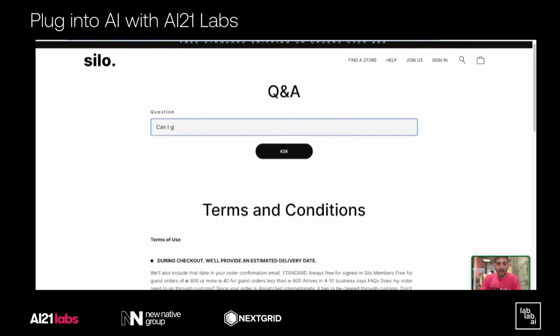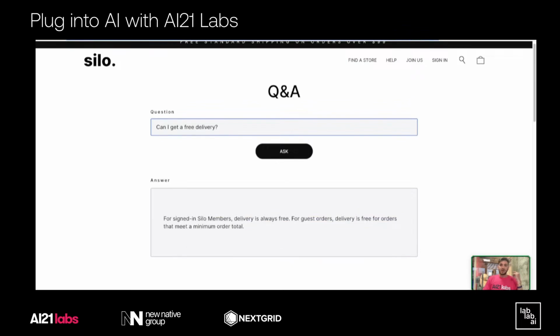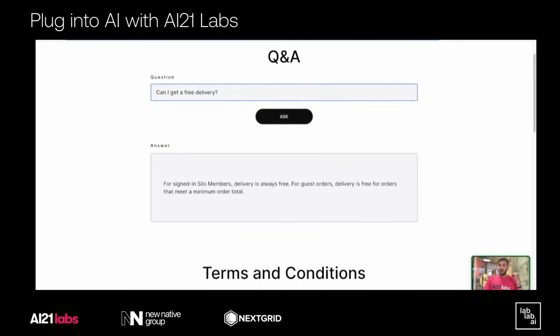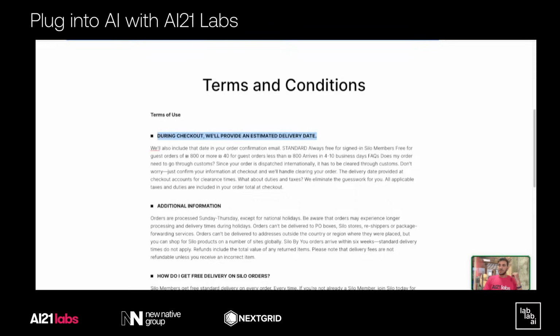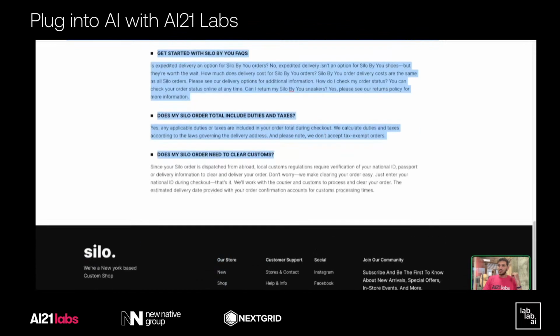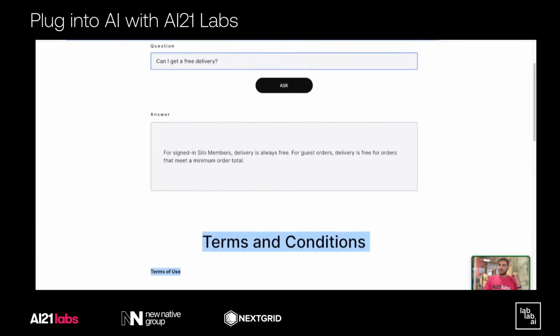Can I get a free delivery? I asked the question, and the contextual answers API is working in the background. It took all the details that you see in this long page, and it dug up the answer. The answer is this, and it's correct.